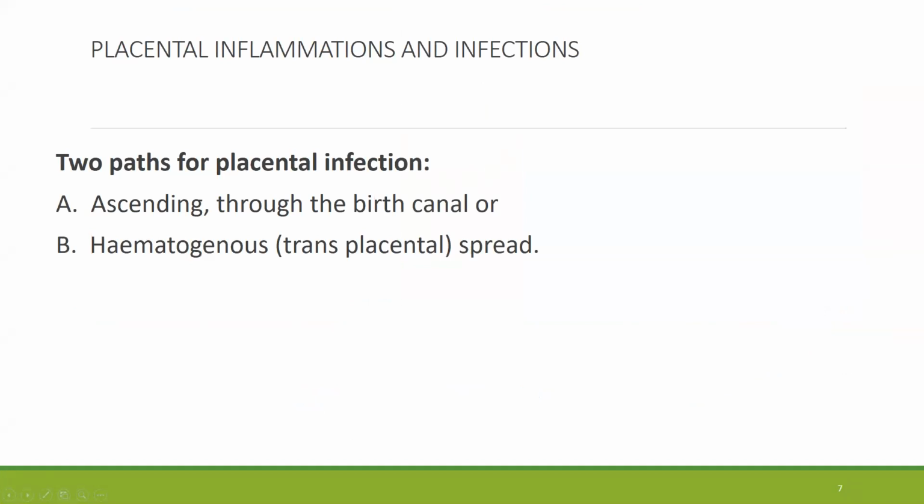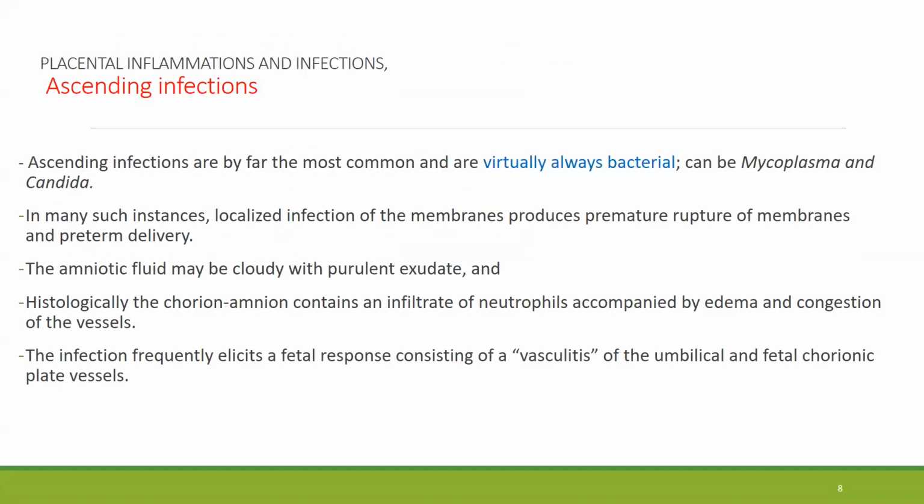We go to placental inflammation and infection. We have two paths for the infection: either ascending through the birth canal or hematogenous. That's why we see placental inflammation.